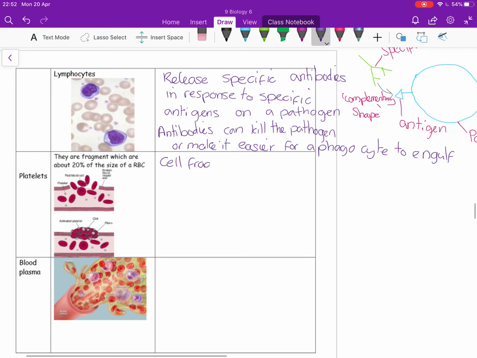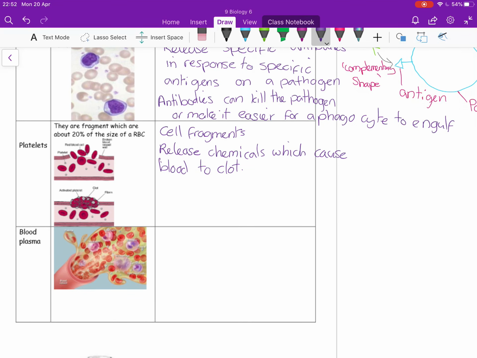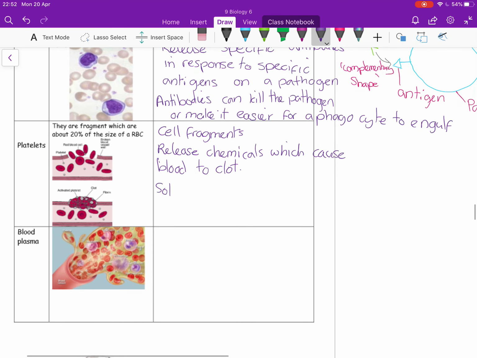Okay, platelets then. So as I said before, they are cell fragments, and they are absolutely vital to blood clotting, which is really important if you become injured, if one of your blood vessels becomes ruptured, so that you don't lose lots of blood. The platelets can cause a blood clot to form. They do this by releasing chemicals. They do this in response to coming in contact with tissues outside of the blood vessel.